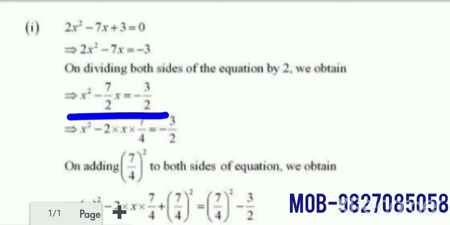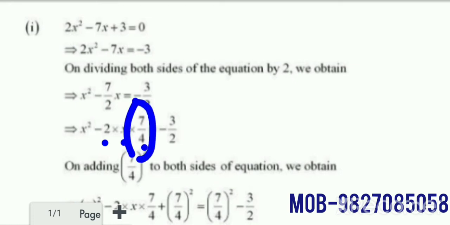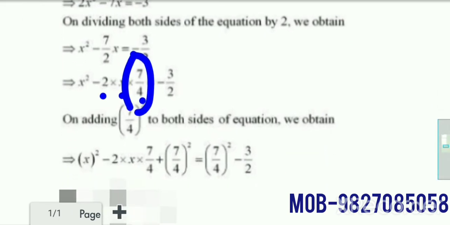by 2, so we obtain x square minus 7 by 2 x is equal to minus 3 by 2. Okay, 3 comes here, so this becomes minus. Okay, now when we divide it by this, so we get minus 3 by 2. Now we can write minus 7 by 2 x is equal to 2 into x into 7 by 4. So here this is a number whose square we add both sides, left hand and right hand both.